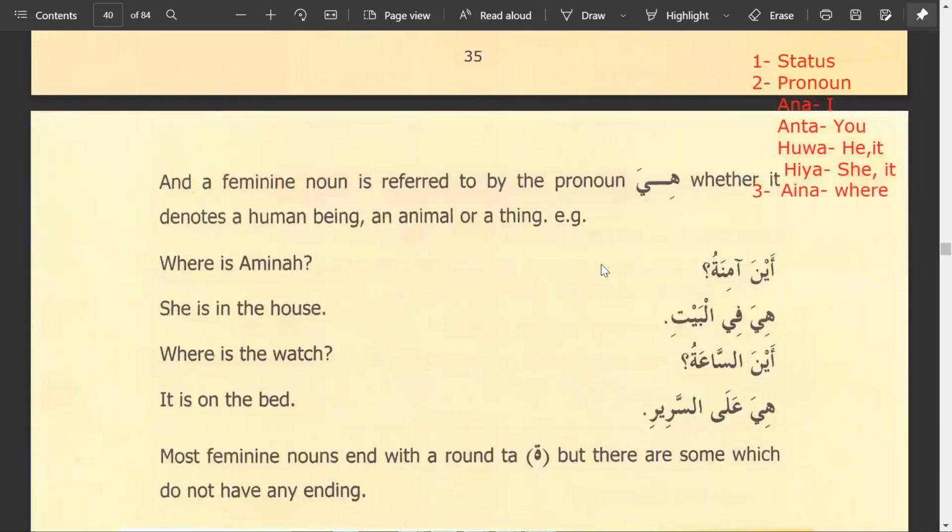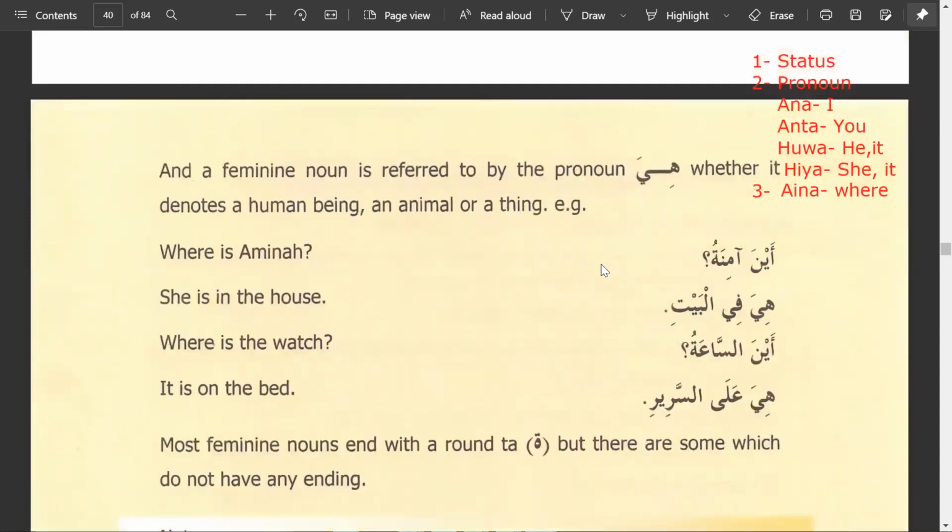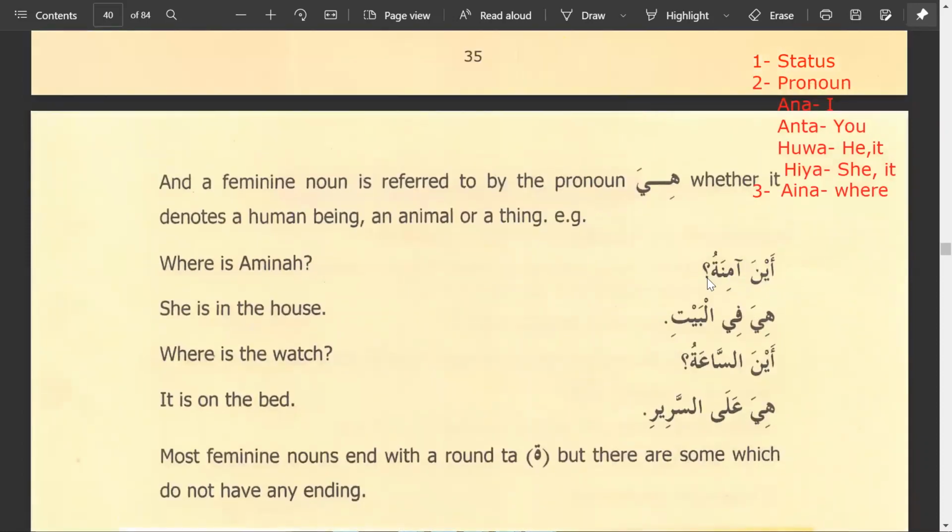Huwa al maktabi. And when someone is asking for a feminine ism like Amina. Aina Aminatu? Where is Amina? Then you say هي في البيت. Excellent. And you know, with this the ism becomes feminine. So as-sa'atu, aina as-sa'atu, where is the watch? Huwa? How huwa? No. As-sa'atu, with this ta marbuta, it becomes feminine, right? So هي على السرير. Why? Because here is referring to the watch, and as-sa'atu, watch in Arabic, this word is feminine.